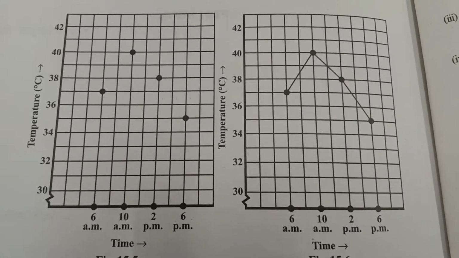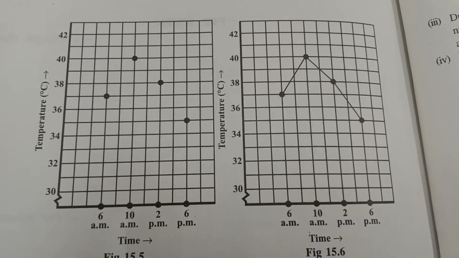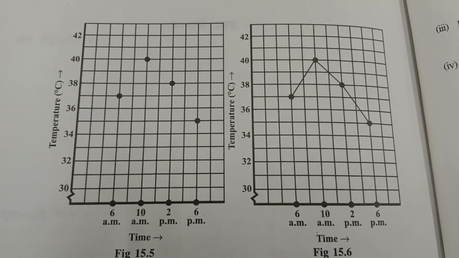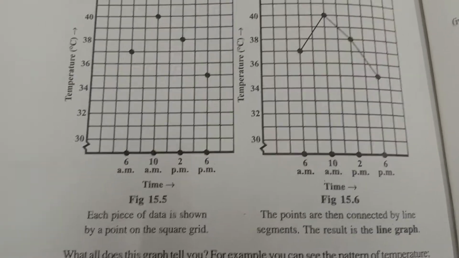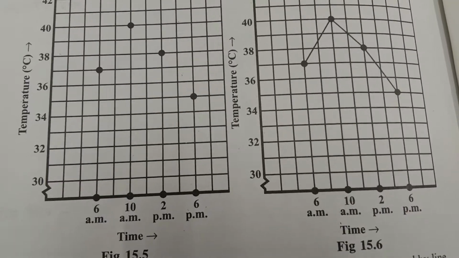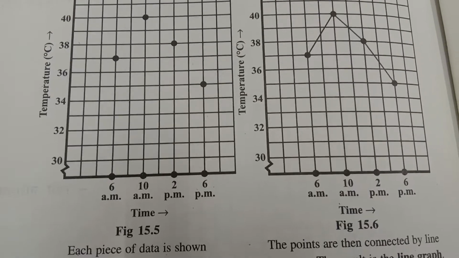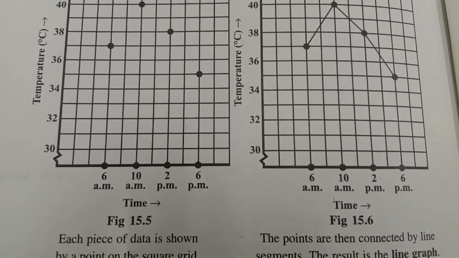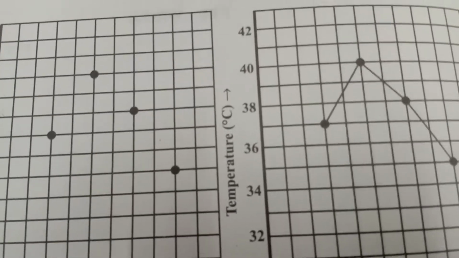At 6 a.m. her temperature is 37 degrees Celsius. At 10 a.m. it is 40 degrees Celsius, so it has increased by 3 degrees Celsius. Then at 2 p.m. it is 38 degrees Celsius, and at 6 p.m. it is 35 degrees Celsius. The temperatures are taken on the vertical line with a zigzag line from 0 to 30, and on the x-axis, the horizontal line, time is represented: 6 a.m., 10 a.m., 2 p.m. and 6 p.m. So we will find some dots here.